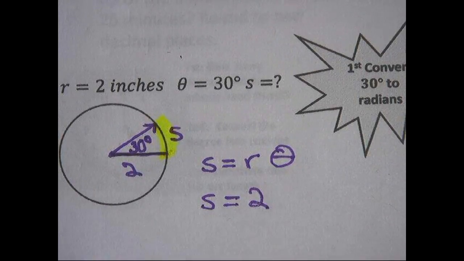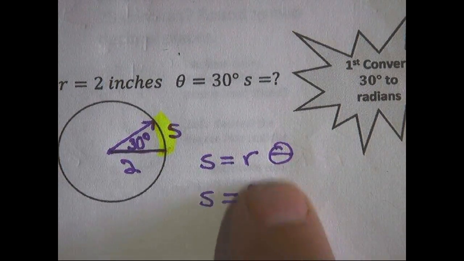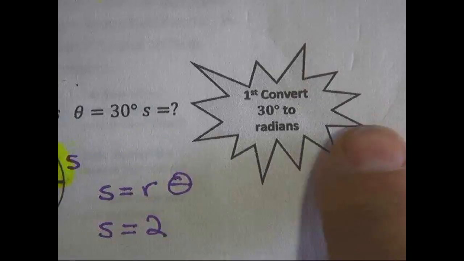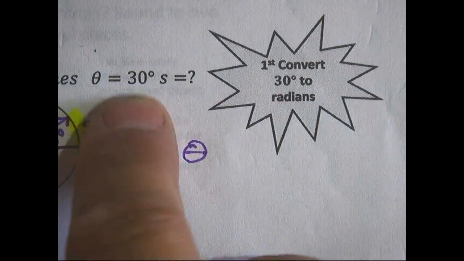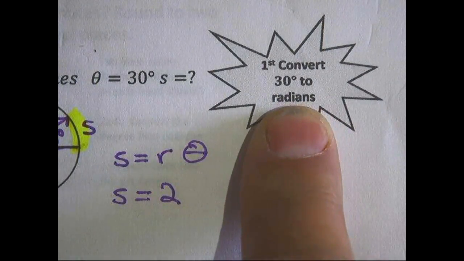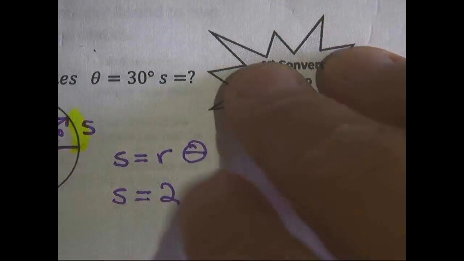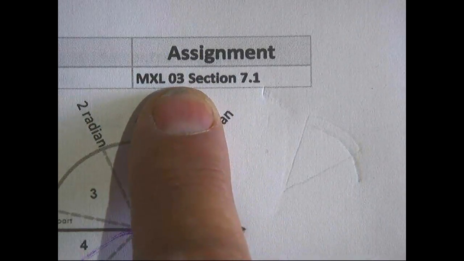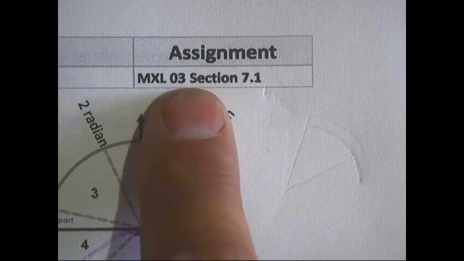Are you Cavett folks almost done? Is that who's packing up? Okay. Just before you leave, you can't put 30 in there. Okay? Because 30 is in degrees, you got to convert it to radians, and then you put that answer in there. So for you Cavett folks, that's the Math Excel assignment. Okay? And that will be due Friday.